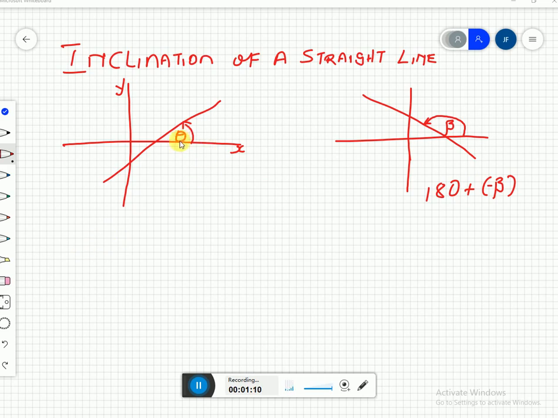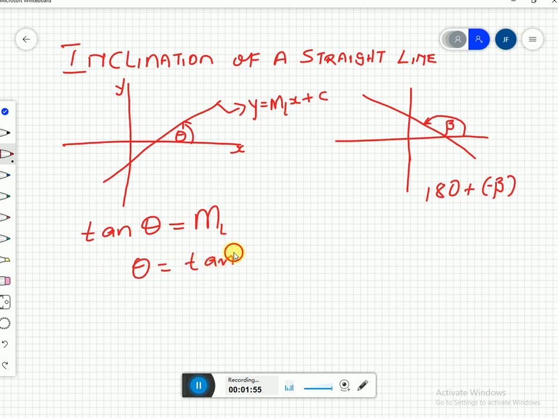Now, for this inclination, remember, normally this is y equals the gradient of this line multiplied by x plus c. Normally, when we calculate this inclination, we take it from the idea that tangent of the inclination is equal to the gradient of the line. So if you know how much this gradient is, you can put it here and you can find the angle by making use of the second function of tan of the gradient of that line.